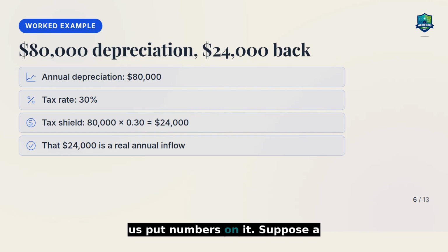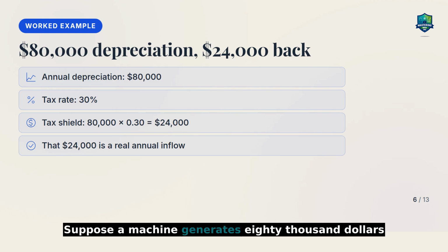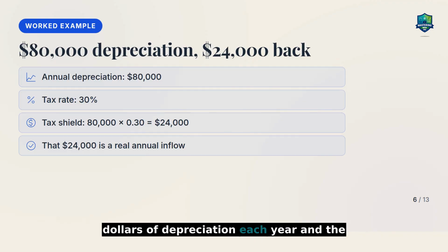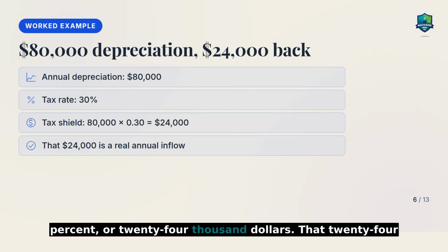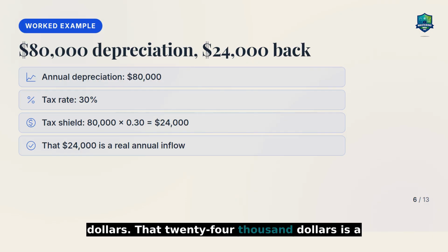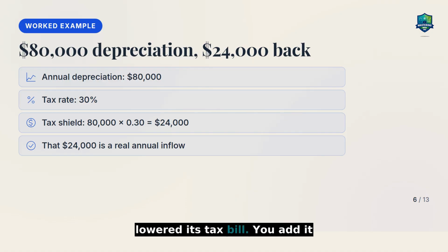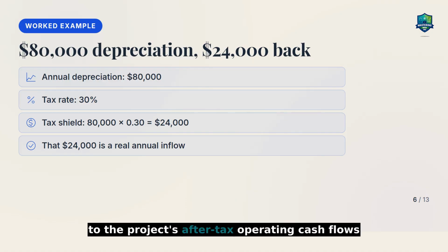Let us put numbers on it. Suppose a machine generates $80,000 of depreciation each year and the company's tax rate is 30%. The depreciation tax shield is 80,000 times 30%, or $24,000. That $24,000 is a genuine cash inflow every year, money the company keeps because the deduction lowered its tax bill. You add it to the project's after-tax operating cash flows before discounting. Leave it out and you have understated the project, possibly enough to reject a winner.